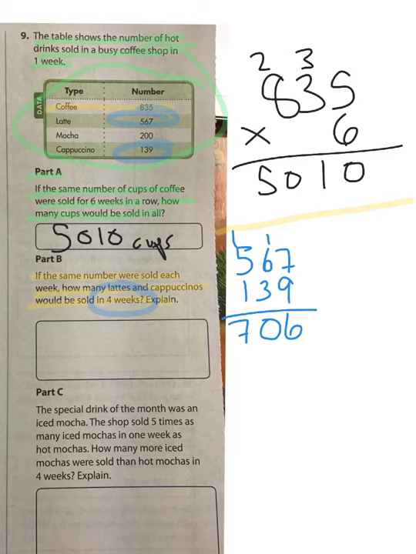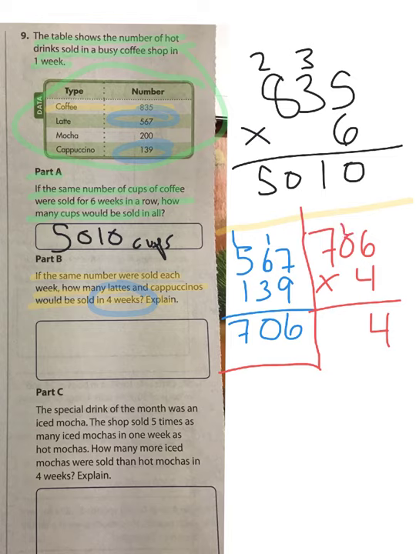So now for our second part of the problem, I'm just going to draw a line to kind of separate it. We take 706 drinks, and we're going to multiply that times the 4 weeks. 6 times 4 is 24. Put your 4, regroup your 2. 4 times 0 is 0, plus 2 is 2, and 4 times 7 is 28. So we have 2,824 drinks.